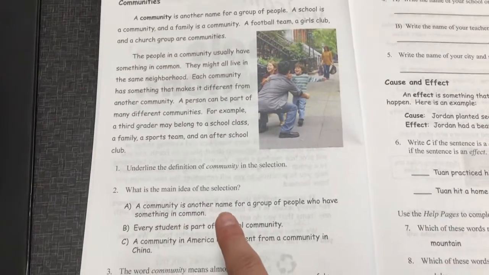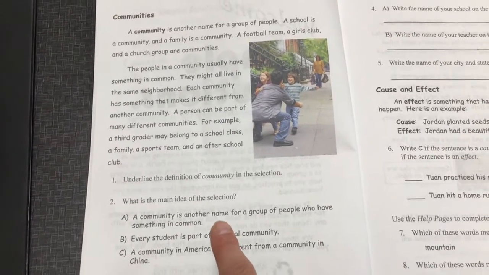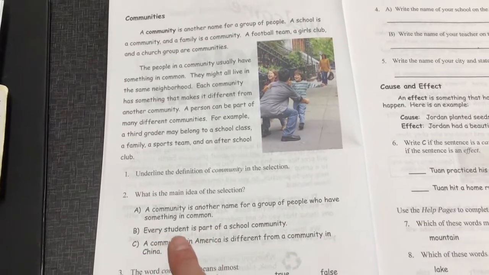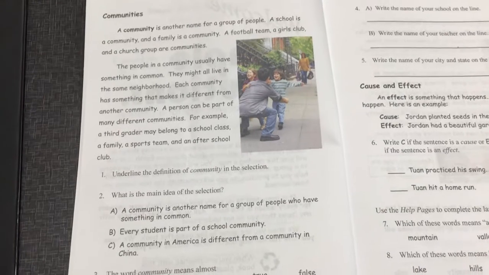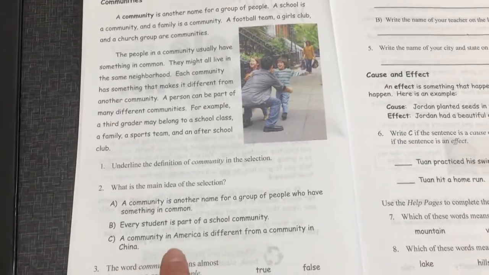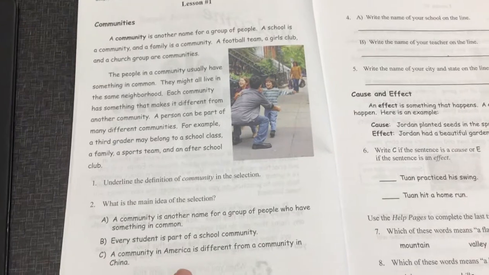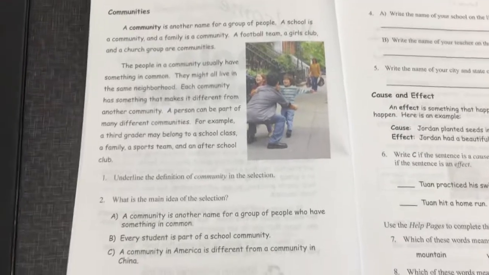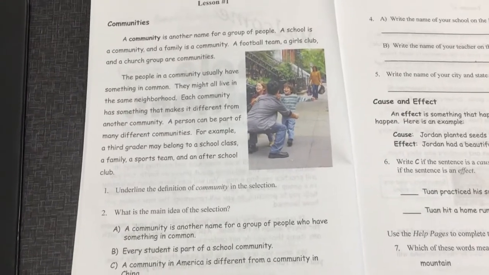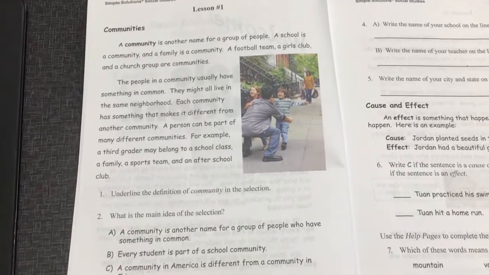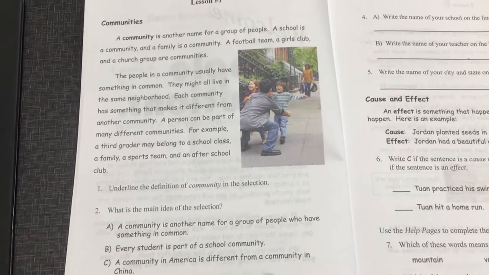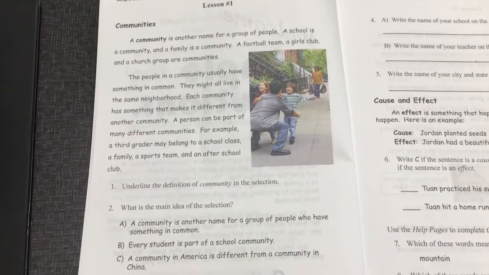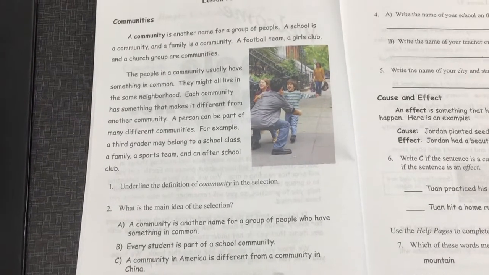A, a community is another name for a group of people who have something in common. B, every student is part of a school community. Or C, a community in America is different from a community in China. Again, all 3 of those are true, but only one of those tells what the whole reading selection is about. If you're not sure, listen to the reading selection again, and then circle either A, B, or C.